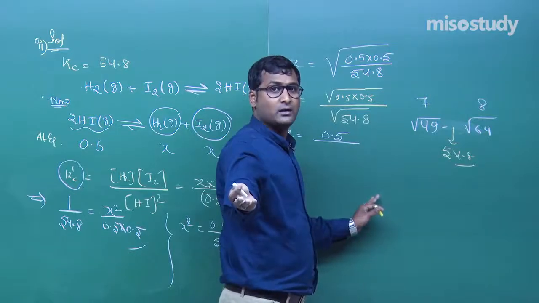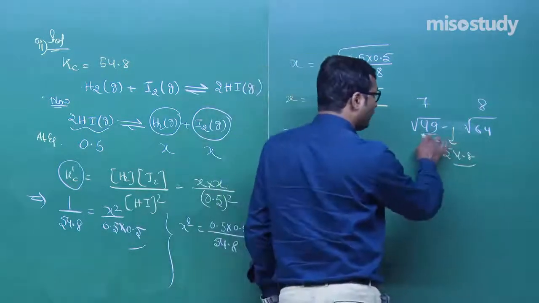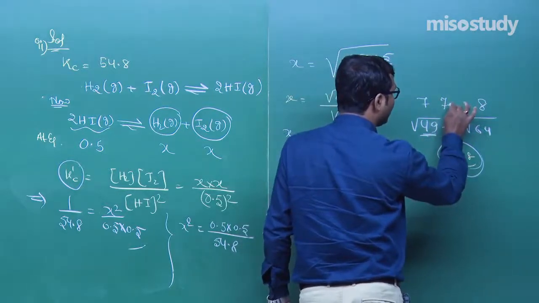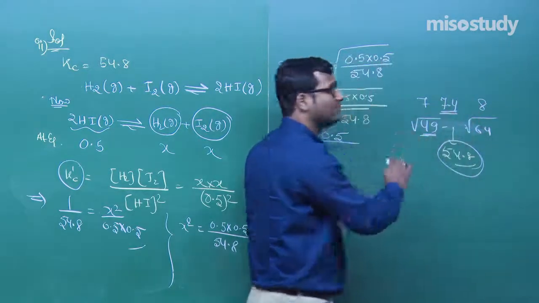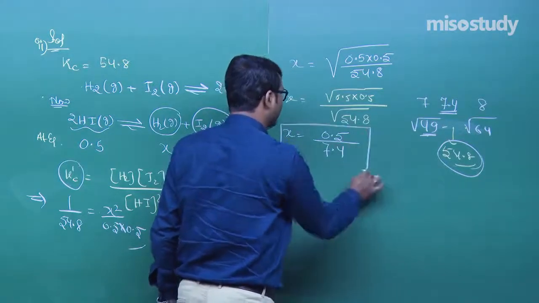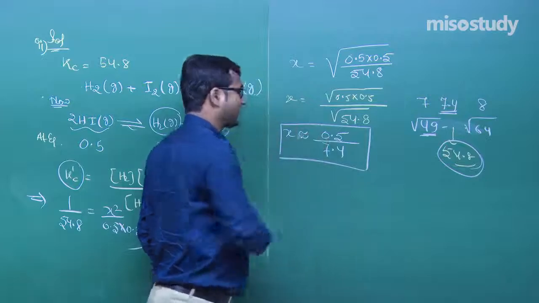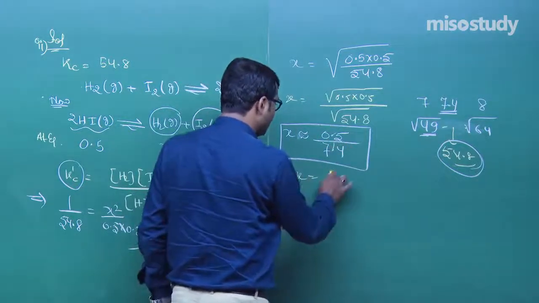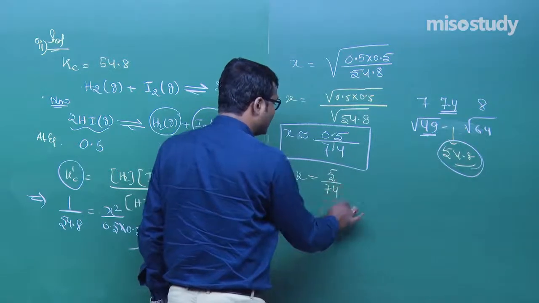You can calculate it at home, but the value lies between 49 and 54, around 73.35. You can put this value, this is the approximation, this is the value of x. Am I right? Yes sir, you are absolutely right. So x is equal to 5 upon 74.